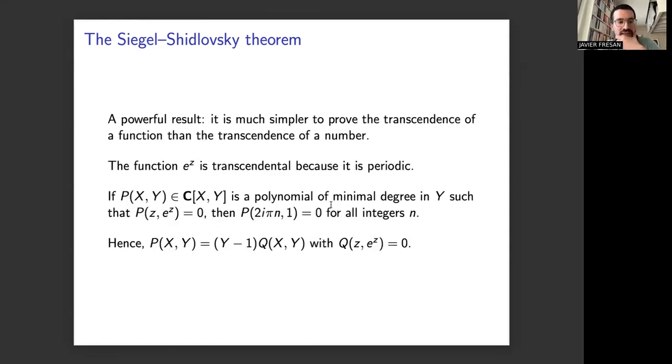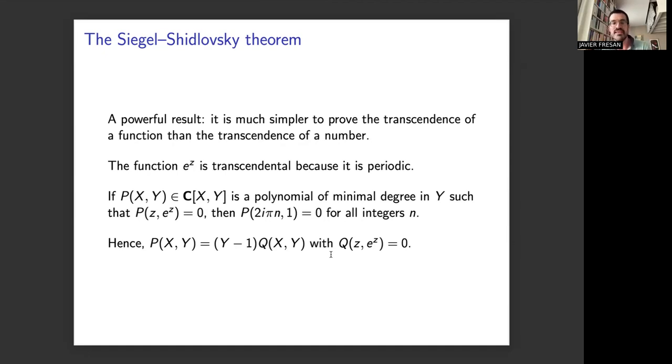Okay, so that's the theorem. Maybe say it again: it's really a very powerful result in transcendence theory, which is completely false if you do the same thing with G functions. In general, for G functions, you will have many algebraic relations that are not at all explained by the relations between the functions. But for E functions, it's true. And it's powerful because it's much easier to prove that a function is transcendental than to prove that a given value is transcendental.